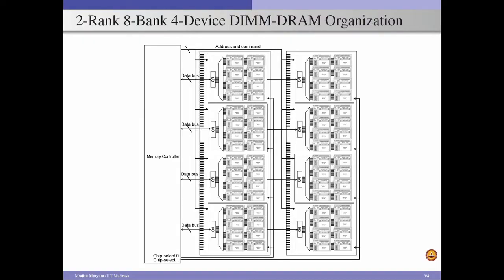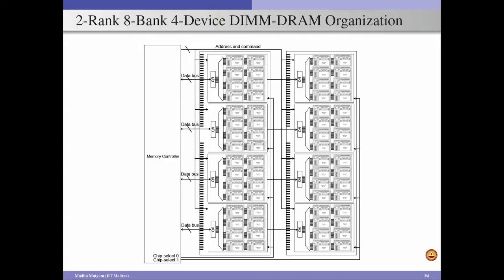In this particular example, we have a DIMM consisting of 2 ranks, and each rank has 8 banks. These 8 banks are distributed across 4 devices. So effectively, in the physical organization, we have a DIMM, within a DIMM we have 4 devices, and within a device we have 8 sub-banks, and in this example each sub-bank is an X4 device. Since we have 2 ranks, when a command is sent from the memory controller, at any point of time we can perform the operation with 1 rank.